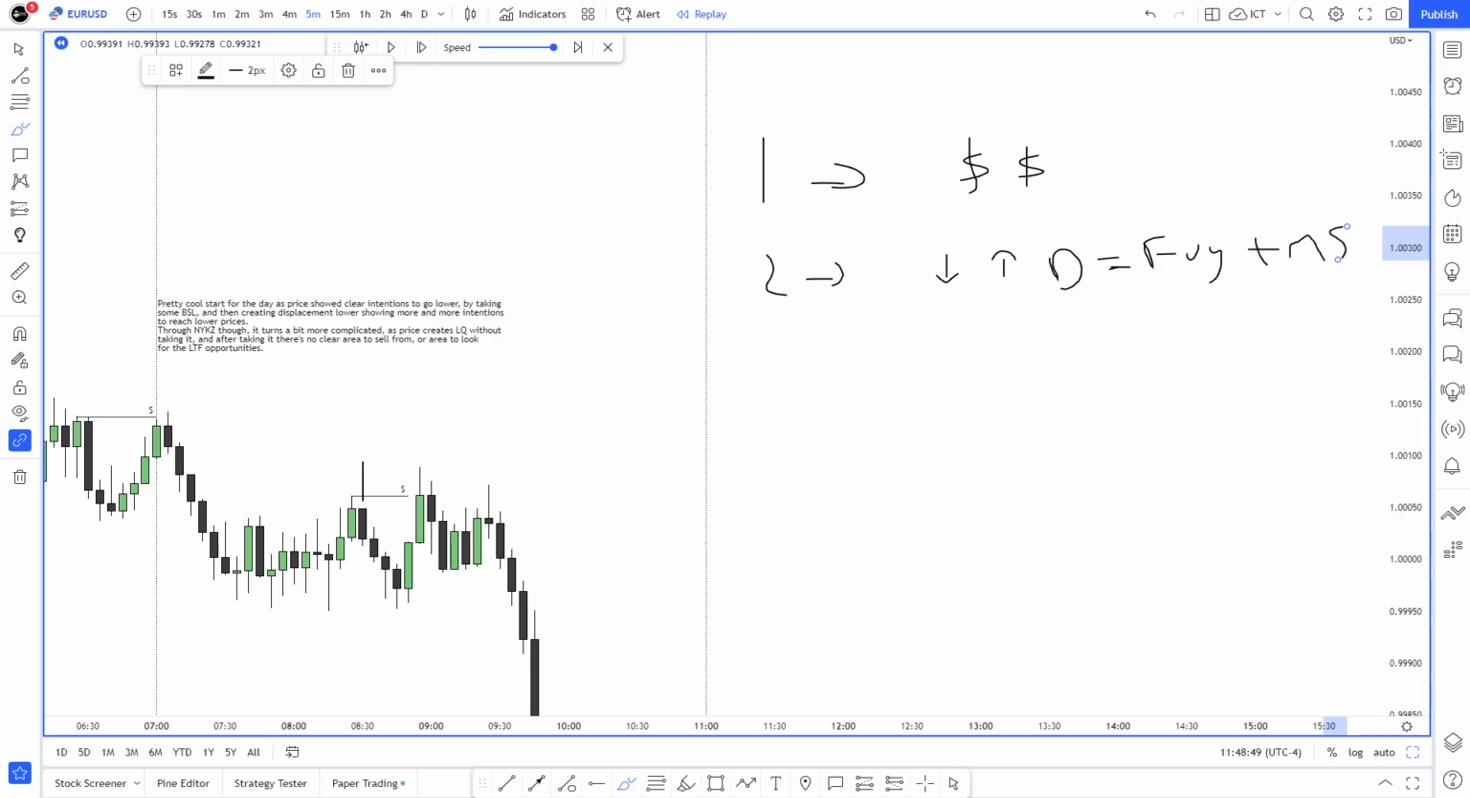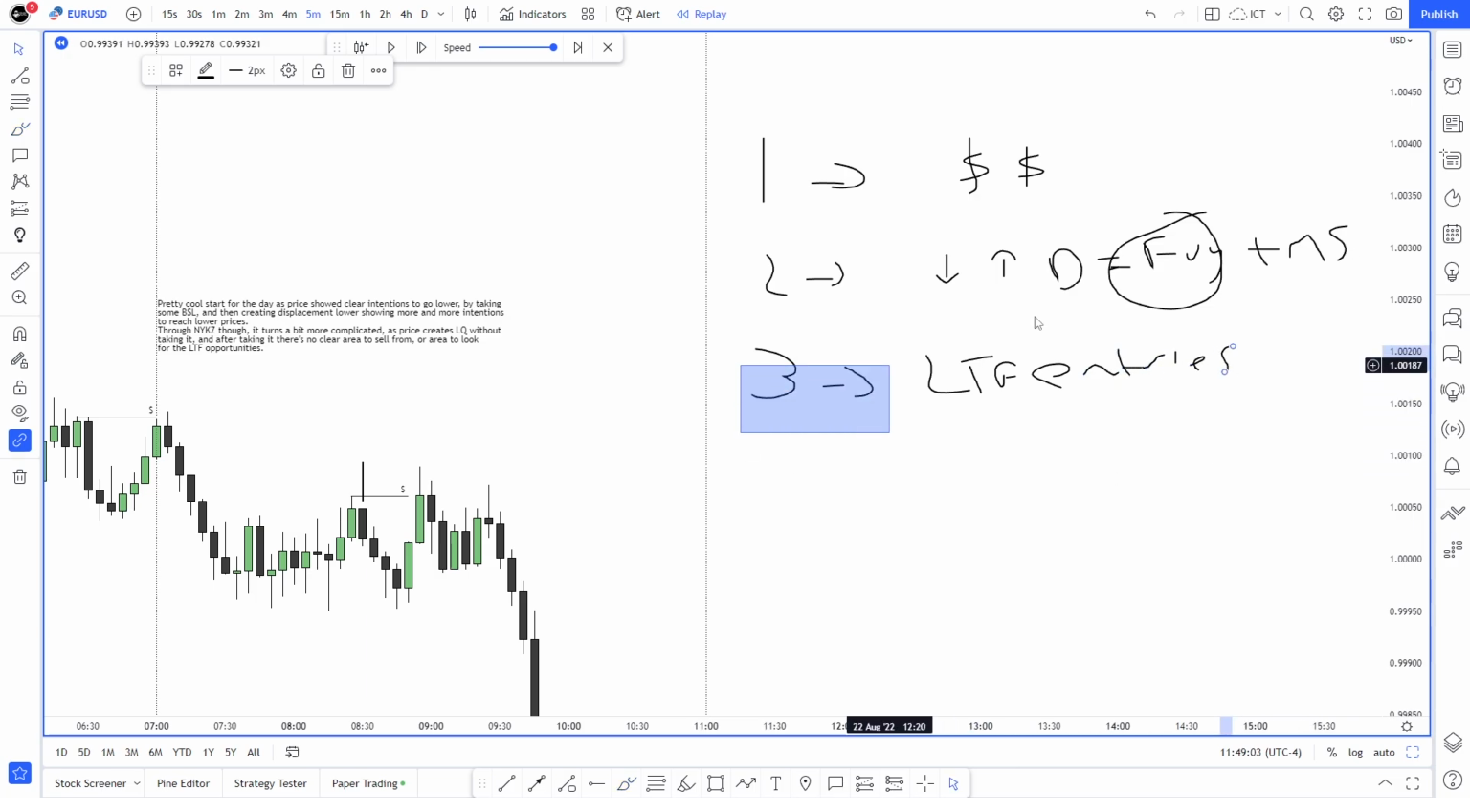I should have done it with the other tool. Okay, and 30 will be inside of this fair value gap, look for lower time frame entries. What is it that we look for in lower time frame entries? To do pretty much the same, if I can be honest.